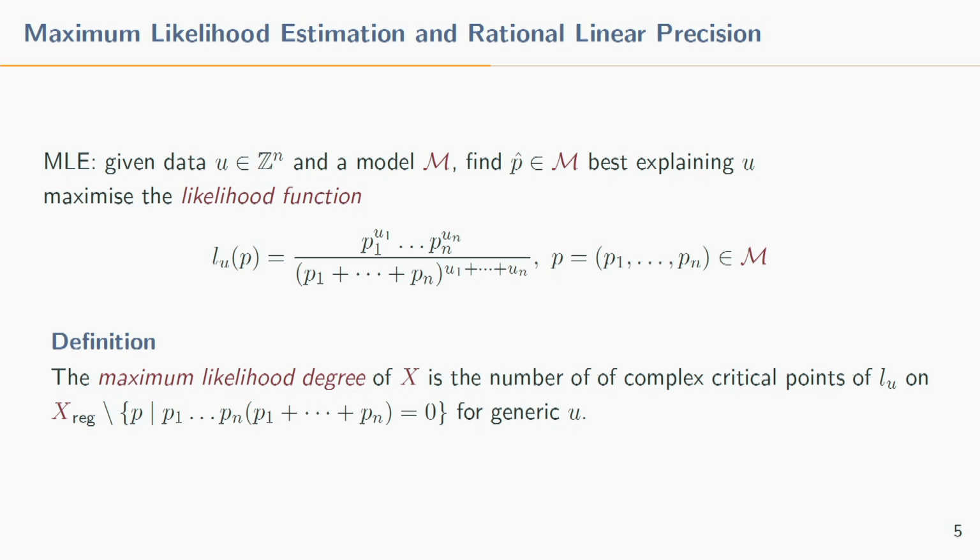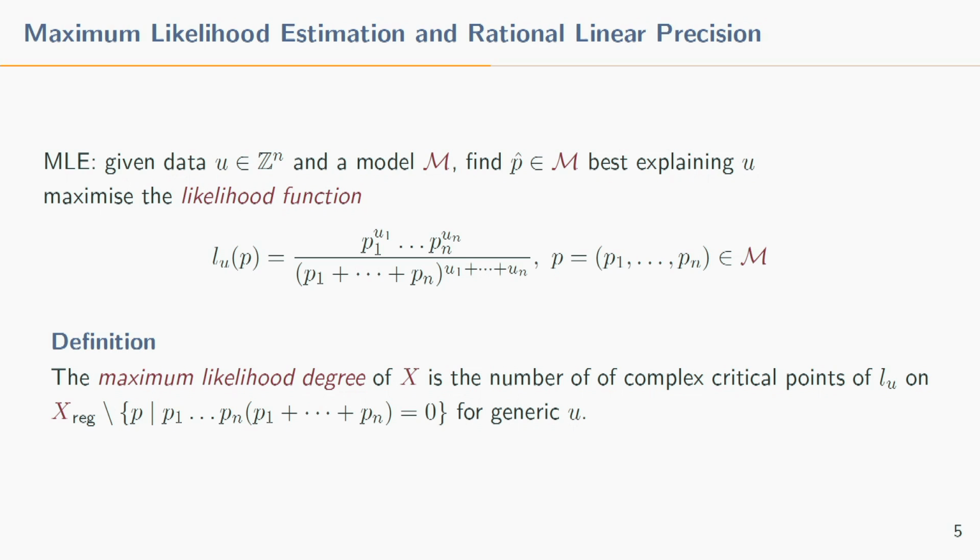And how do we do this? Well, for example, we can do standard Lagrange multipliers. And for this, we are interested in the critical points of this likelihood function. Therefore, a nice thing that we study in algebraic statistics is the so-called maximum likelihood degree of this variety belonging to the model M. So the maximum likelihood degree is the number of complex critical points of this likelihood function. Well, then we have to take the regular locus and exclude some hyperplane arrangement here. But more or less, it's just the number of complex critical points of this function for generic data. So it turns out that for generic data, this number is always the same.